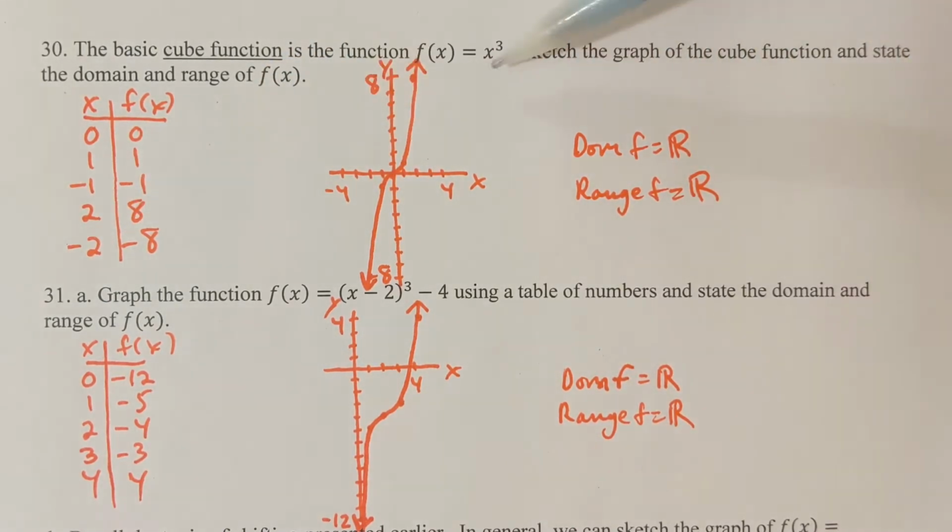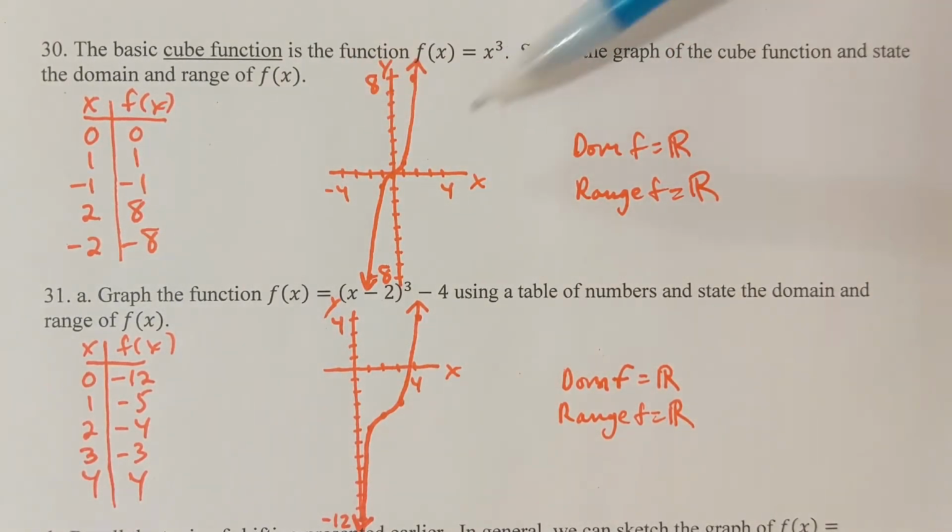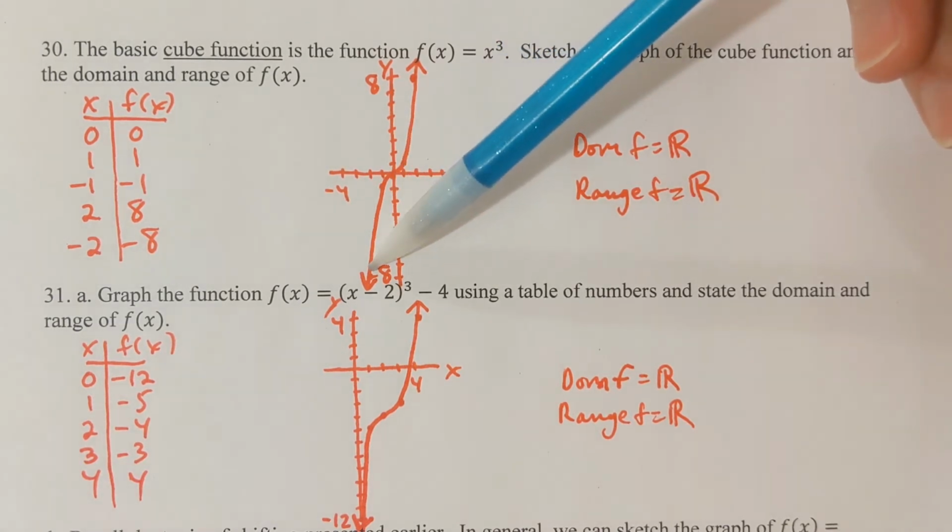If x is 2, 2 cubed is 8. Here's 2, 8 on the graph. And we'll just take one more. If x is negative 2, negative 2 cubed is negative 8. So here's negative 2, negative 8 on the graph.